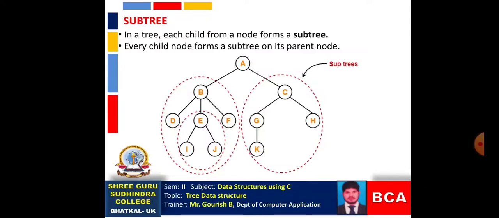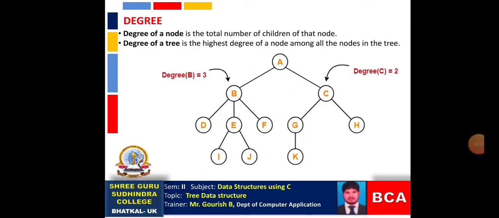If you consider B as a main tree, at that time D forms one subtree, F forms another subtree, and E, I and J form another subtree. All the child nodes form subtrees of that main tree. Fine. Next terminology is degree of a node or degree of a tree.